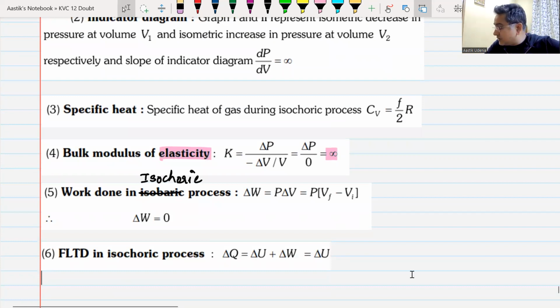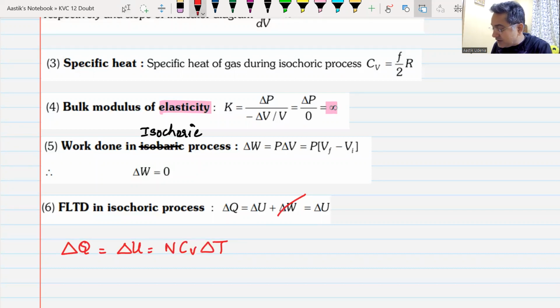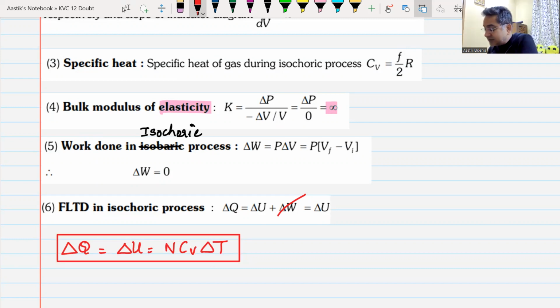If you apply the first law of thermodynamics for this process, you will have delta Q equals delta U plus delta W, but delta W is zero. So your delta Q becomes delta U, and that becomes n CV delta T. Delta Q for this process is the same as delta U, and that equals n CV delta T. Everyone understands this? Yes, sir. I'll give you 2 minutes to note this down, then we'll solve some problems on the same. Let me know once everyone is done.